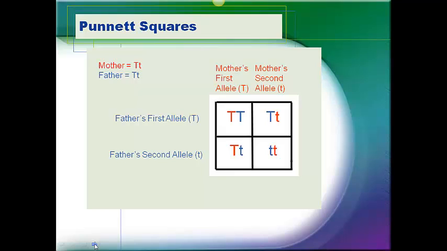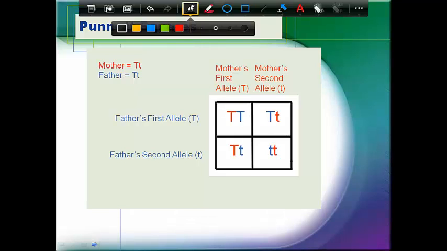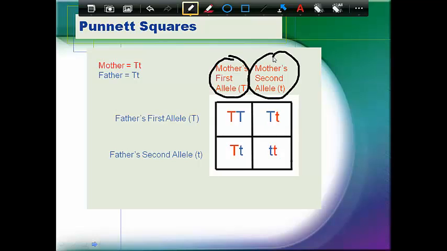Now, what do those boxes represent? Well, essentially, each of these alleles is carried in an egg from the mother. These are eggs.